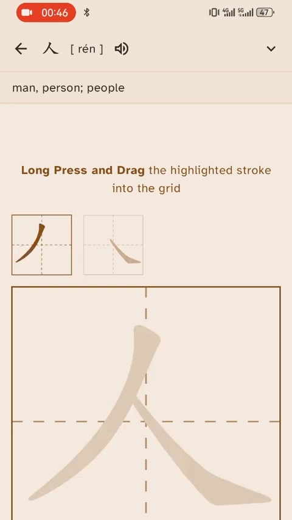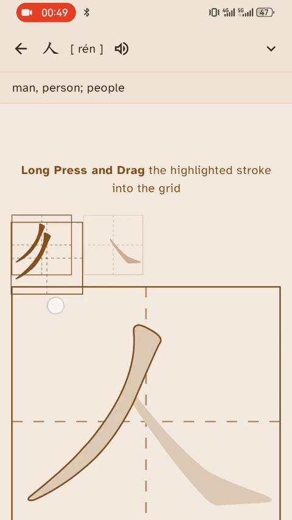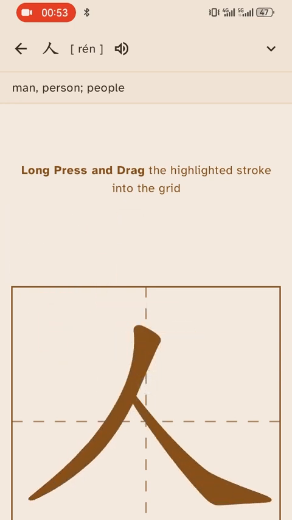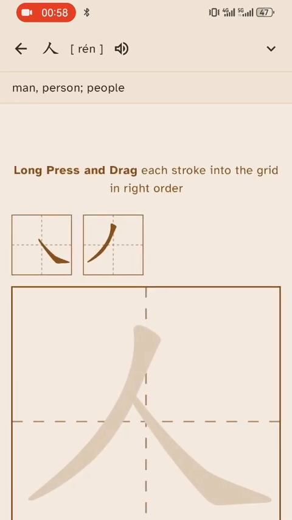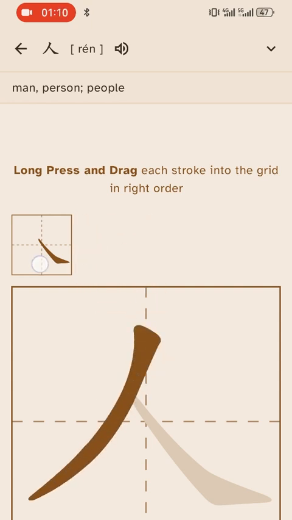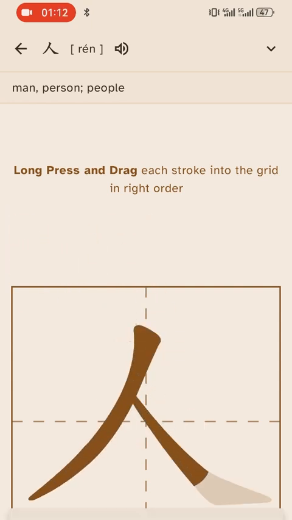This character has a left-right structure. That is, the first stroke is this one. The second stroke is this one. It's from left to right. Now let's enter the practice mode. In practice mode, you need to pick the first stroke and the last stroke. It's very easy. The leftmost stroke is the first stroke. The rightmost stroke is the second stroke.